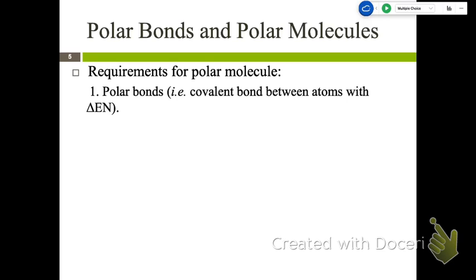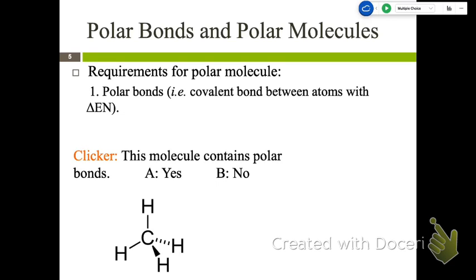So let's revisit how to determine if a molecule is polar, because that's one of the things that was introduced in lab, and I want us thinking about how to do that, and we're going to assess you on that next week in the exam. So step number 1 is always, are there any polar bonds in the molecule? So let's do a couple clicker questions here. Go ahead and click in, are there any polar bonds in this molecule?